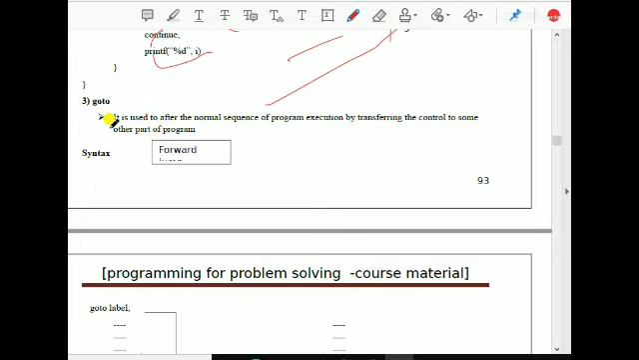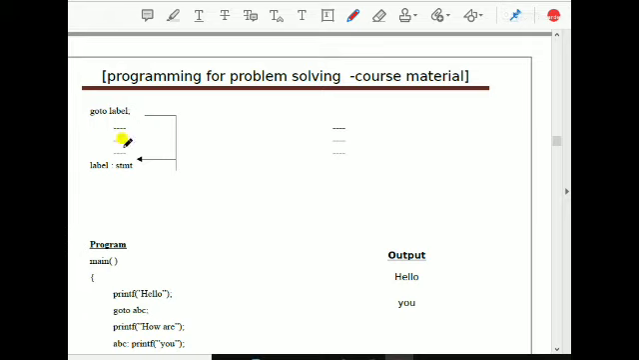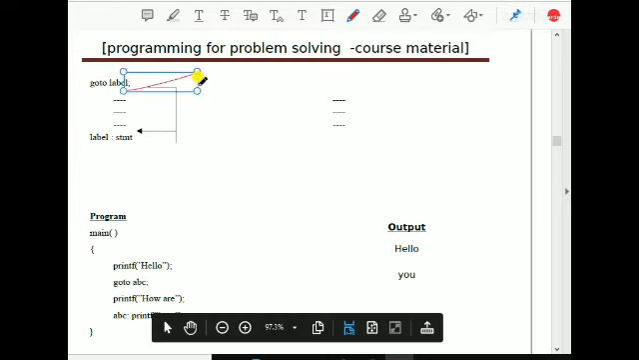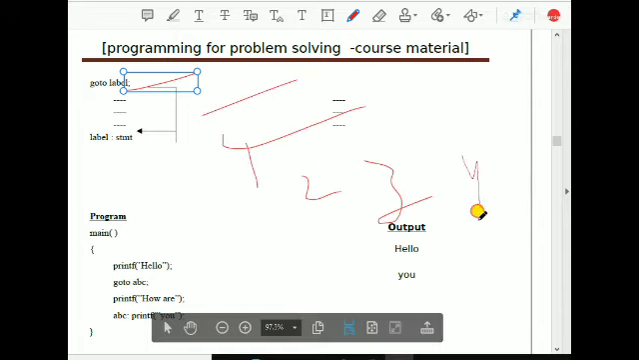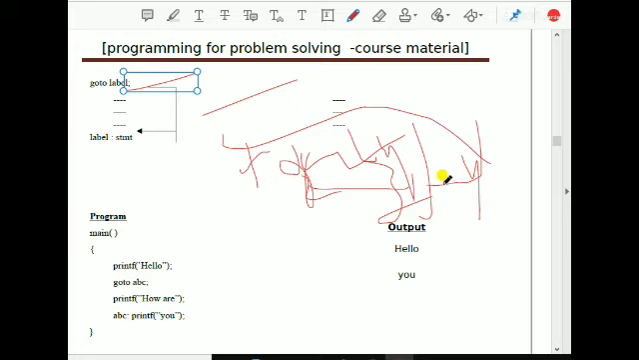Goto statement is used to transfer control after the normal sequence of program execution. See here, the example you can easily understand. Goto means if we have some 10 statements, like 1, 2, 3, 4, and you want to skip 2 and 3, you can directly write goto statement 4. Then it will skip 2 and 3, and after executing the first one it will go to the fourth statement.